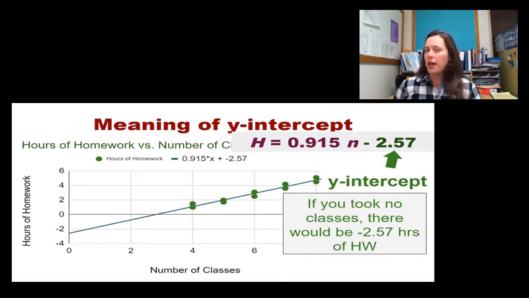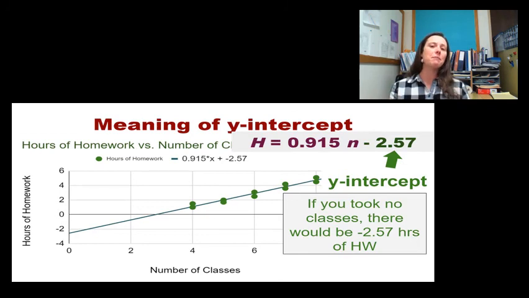Now, that doesn't make actual sense. You can't have negative hours of homework. And so that's important to know. It's important to know this is what my y-intercept means. And does that physically make sense? Okay, and in this case, it doesn't, right? You can't have negative hours of homework. You would expect that when you take 0 classes, you would have 0 hours of homework.